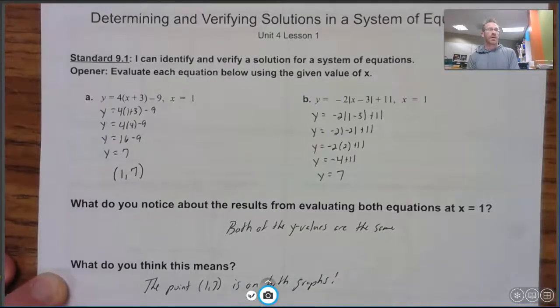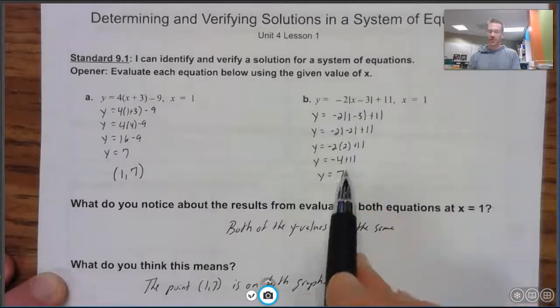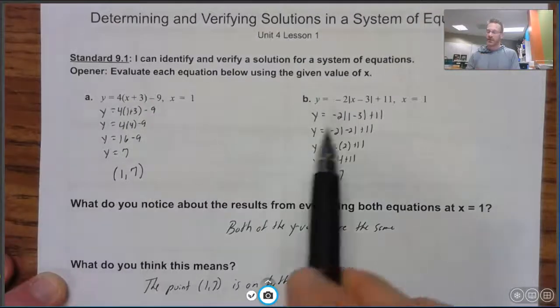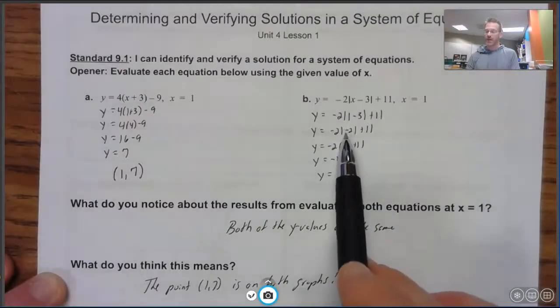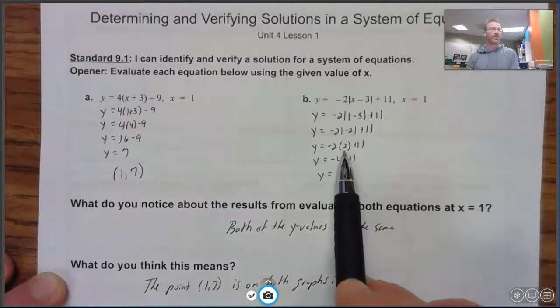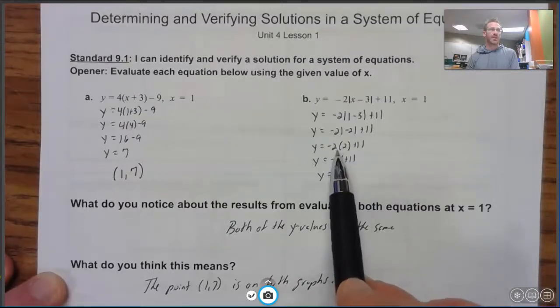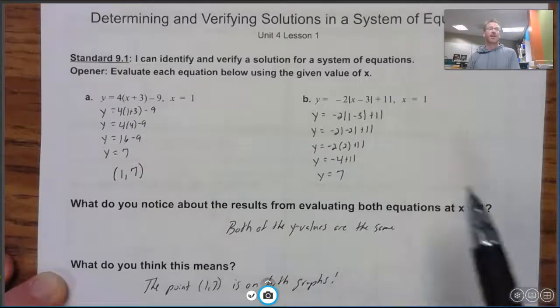Now, go to part B here. Hopefully you plugged in 1 and you also got 7. If you didn't, the most common mistake is that a lot of you probably got 15. The reason you got 15 is because you forgot to take the absolute value of -2 before you multiply. So remember, you have to take the absolute value of the number before you perform the operation with that number. So if you got 15, that's probably the reason.